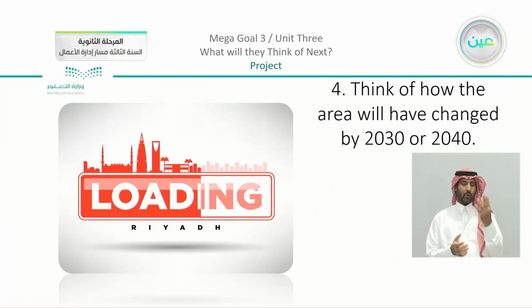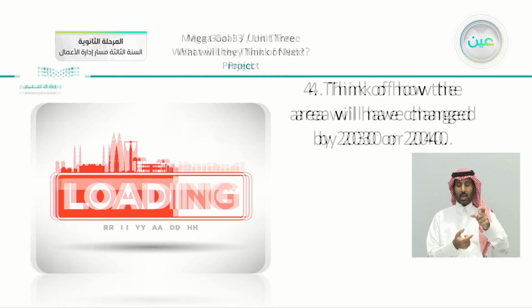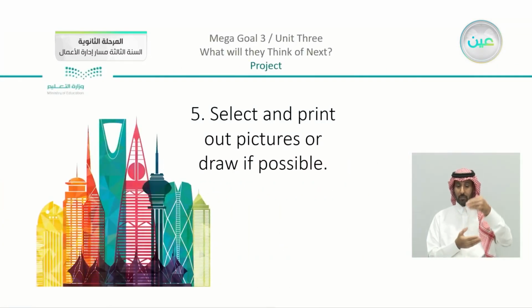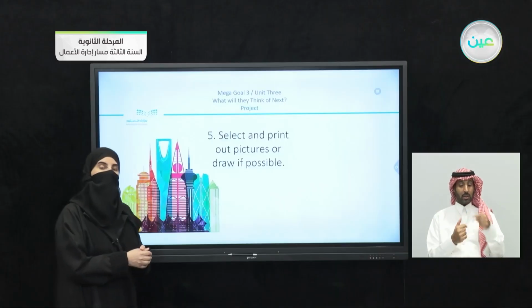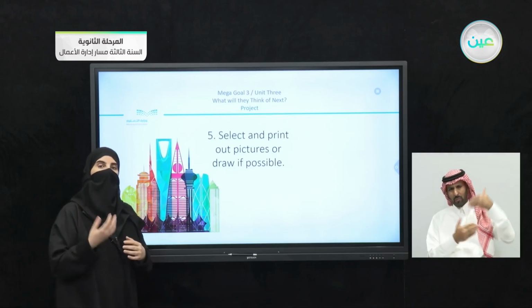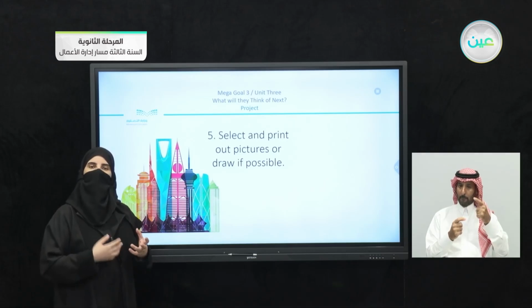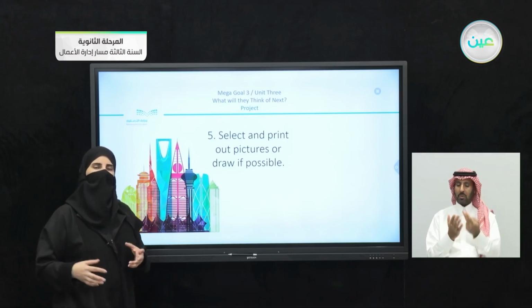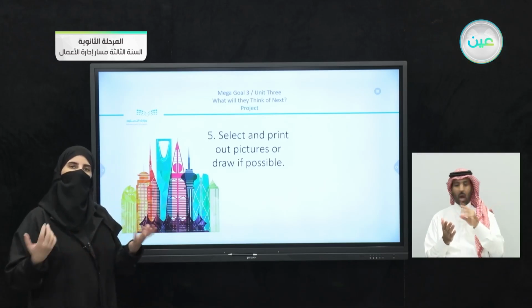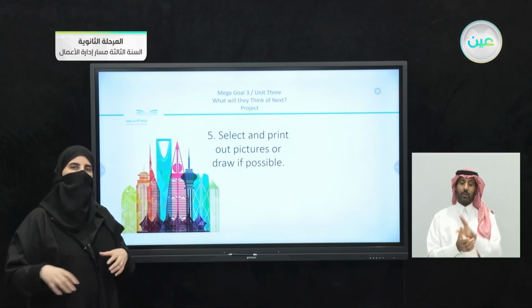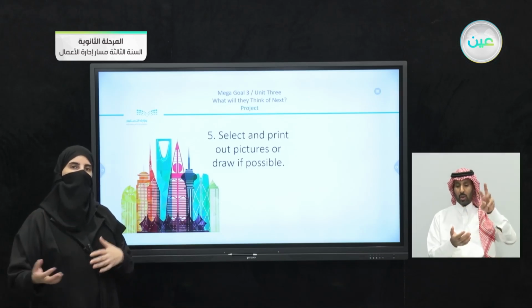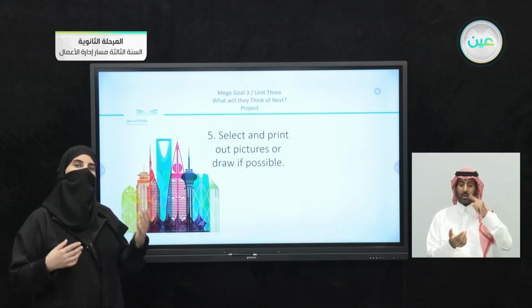Number four, think of how the area will have changed by 2030 or 2040. Just think about the different things that may happen. Number five, select and print out pictures or draw if possible. Since we are predicting or thinking about the future, it's a way to be more creative and use your imagination. You can draw pictures and imagine how things will be in the same area in year 2030 or 2040.